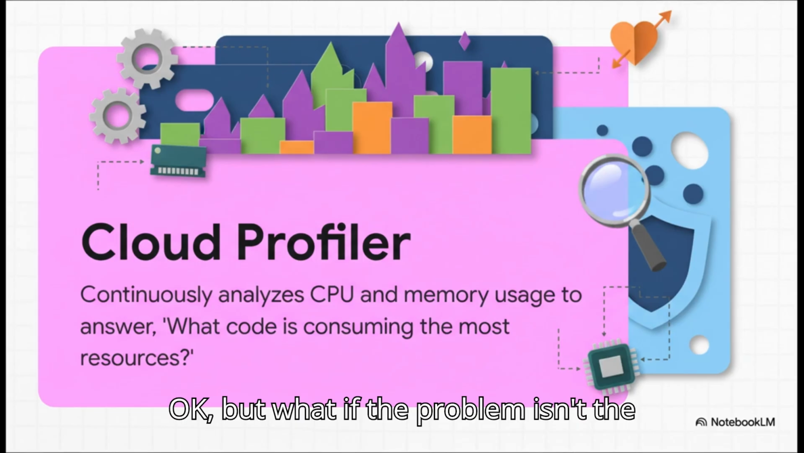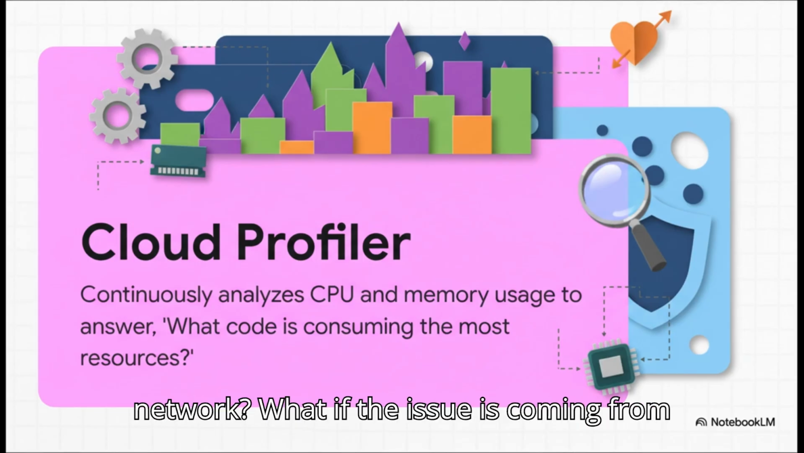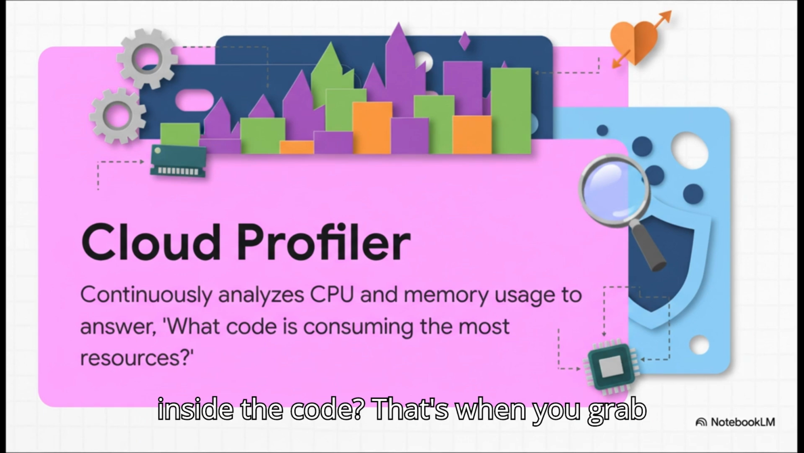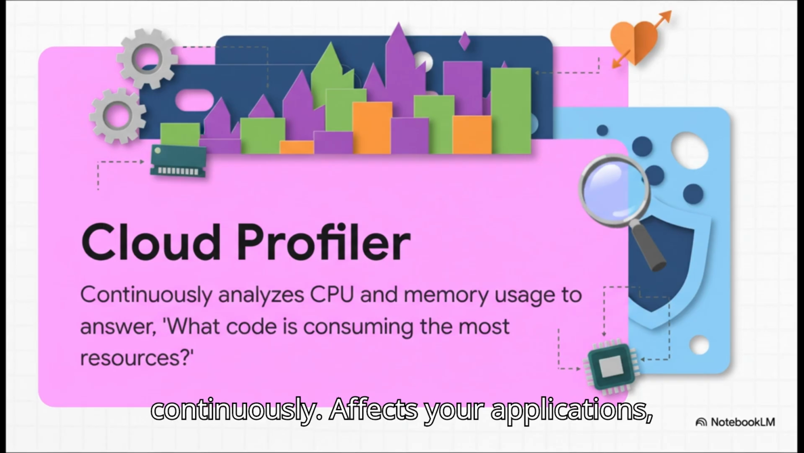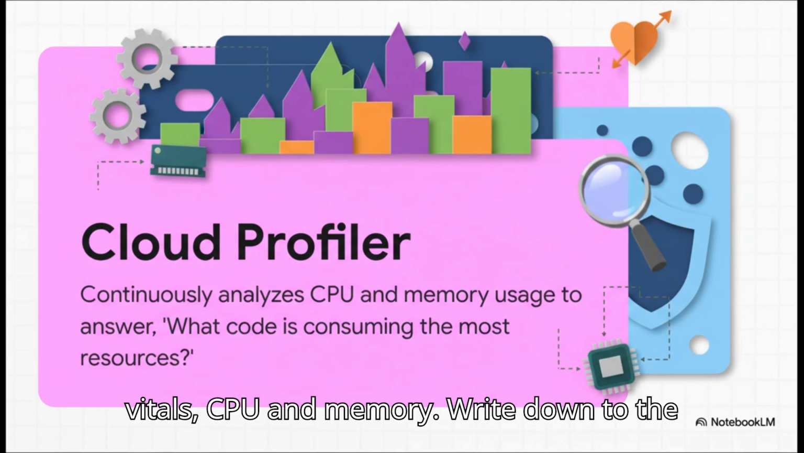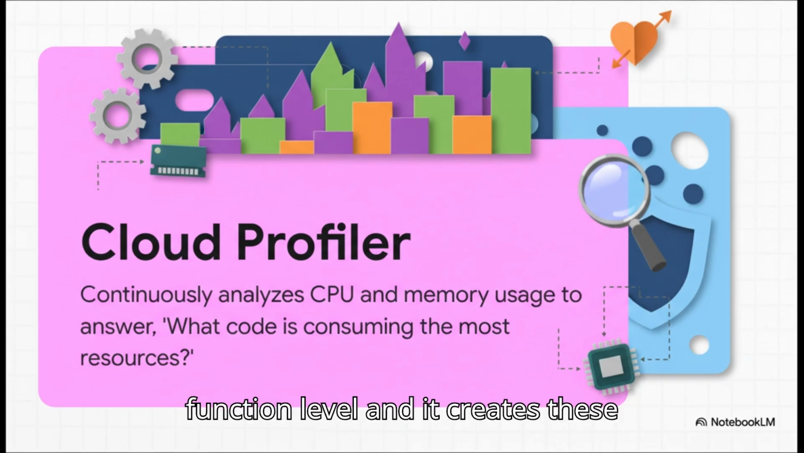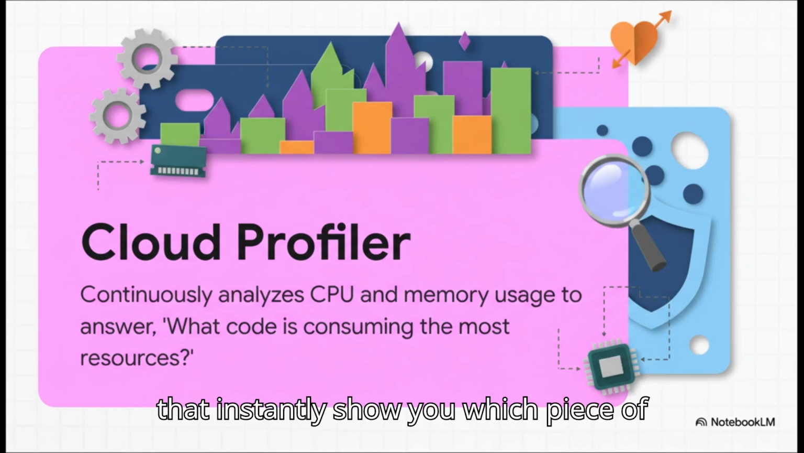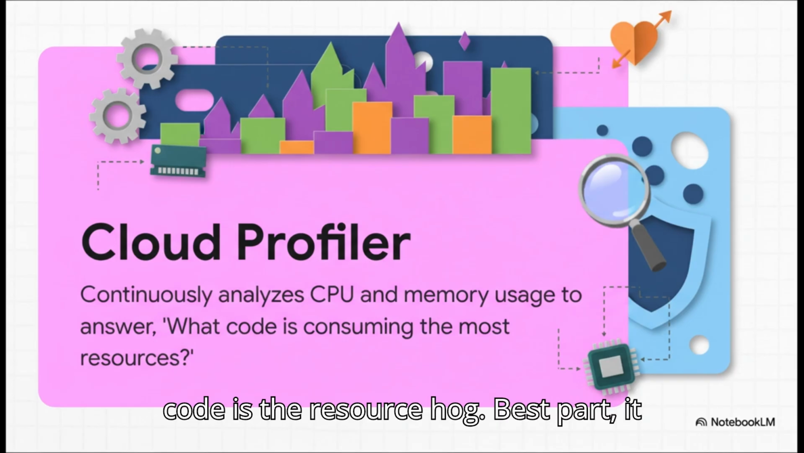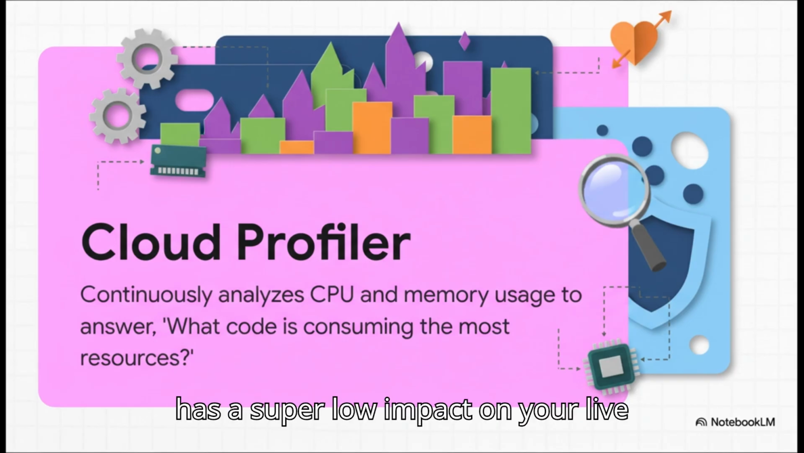Okay, but what if the problem isn't the network? What if the issue is coming from inside the code? That's when you grab Cloud Profiler. This thing is amazing. It continuously checks your application's vitals, CPU and memory, right down to the function level. And it creates these incredible visuals called flame graphs that instantly show you which piece of code is the resource hog. Best part? It has a super low impact on your live production environment.